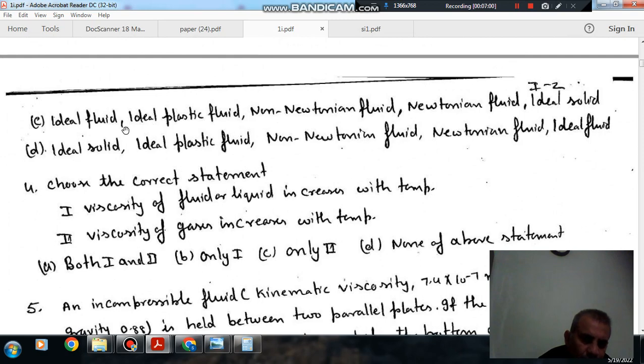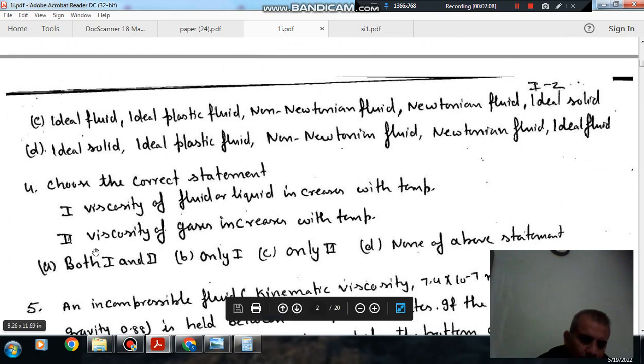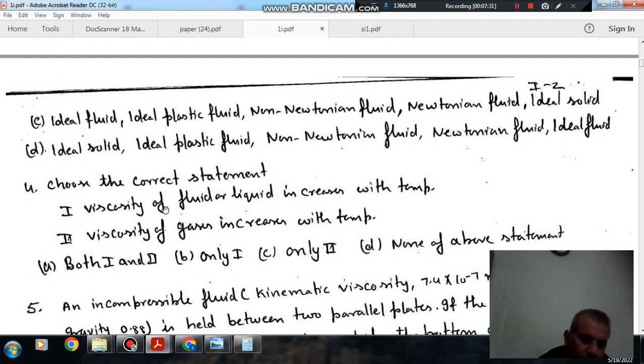Next, choose the correct statement. One, viscosity of fluid or liquid increases with temperature. Two, viscosity of gases increases with temperature. Option A, both 1 and 2. Option B, only 1. Option C, only 2. Option D, none of the above statements. So the answer is: viscosity of gases increases with temperature, but viscosity of liquid decreases with temperature. So the answer is option C.